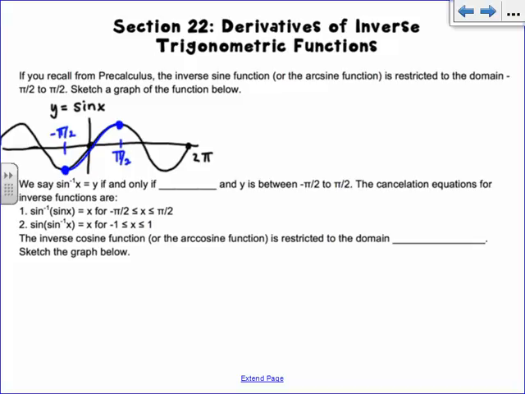It's restricted. Now, if I was going to do the inverse, remember it's going to be reflected over the line y equals x. So it ends up looking something like that. Okay, kind of weird.